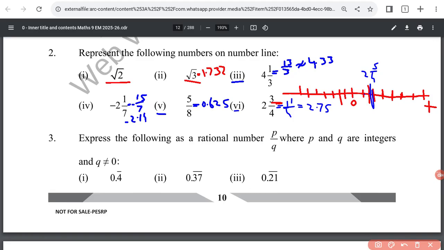Dear students, here I drew the number line randomly, so you can use a scale to make a proper number line and calculate it. Calculations are the same, but you can draw the number line by using a scale. Okay, so now we move towards question 3.